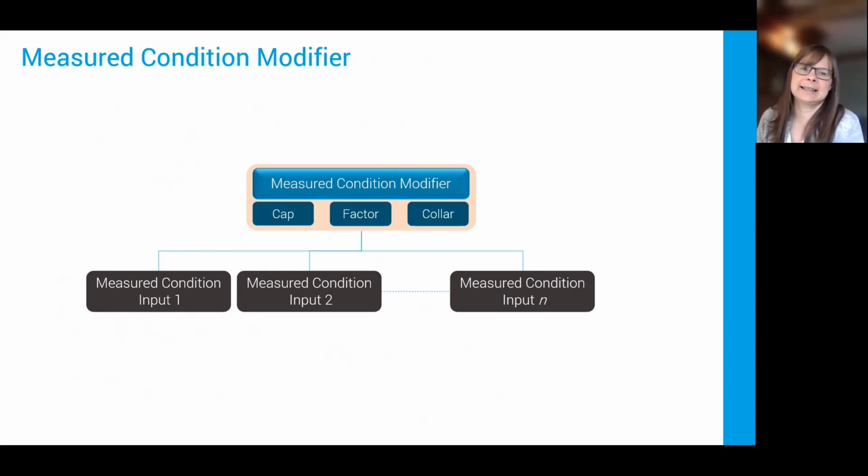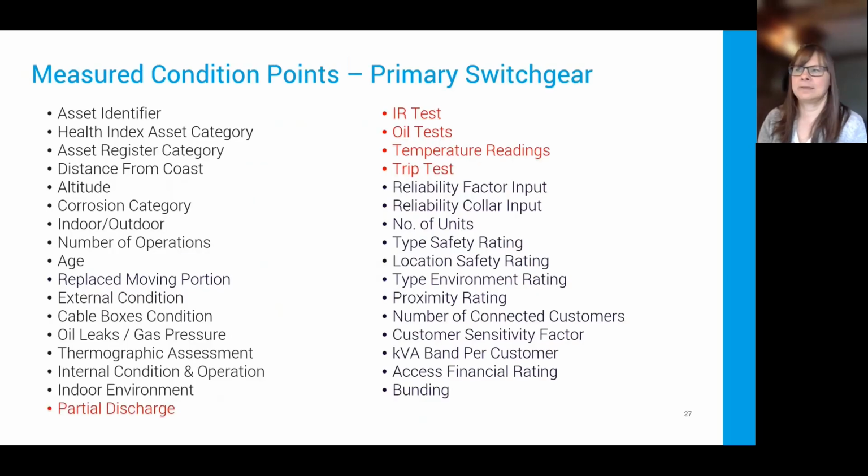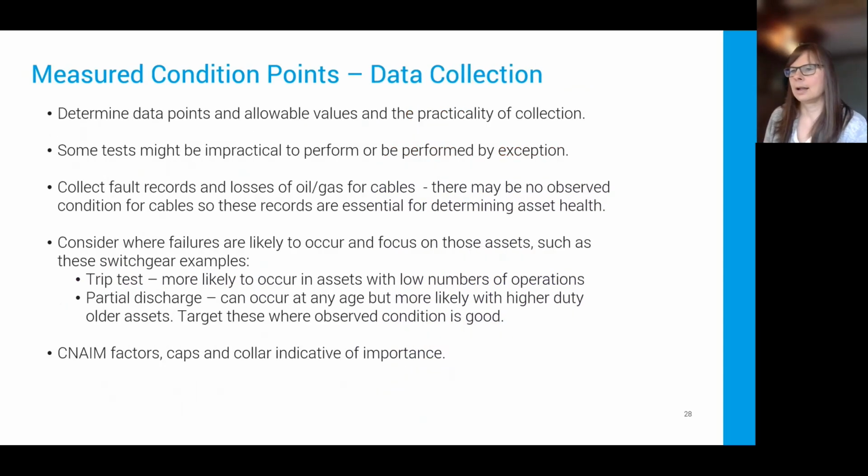And then measured conditions are set up in exactly the same way. So you have, again, up to 10 measured conditions. And for the primary switchgear, these are partial discharge, which is on the left-hand side, and then some other tests: IR tests, oil tests, temperature readings, trip tests. These are slightly different, so you'd have to determine the practicality of going out and doing each of those tests.